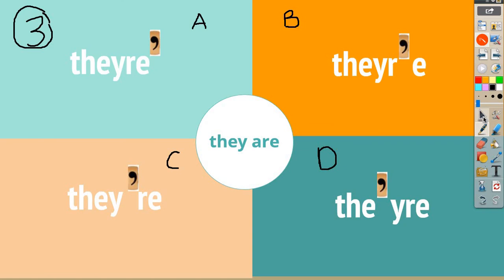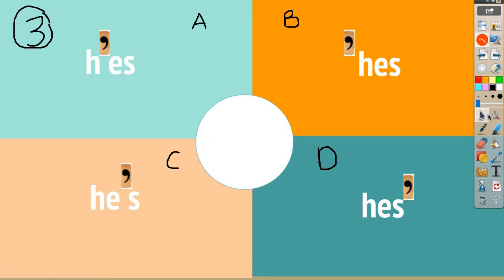All right, let's try the next one. Ooh, we got he is for number 4, so let's change this to number 4. What do we take out of is to turn he is into he's? Because he is turns into he's. Which one is correct?